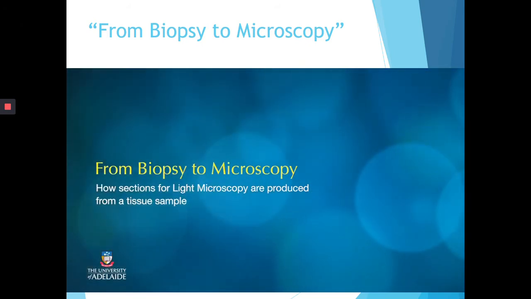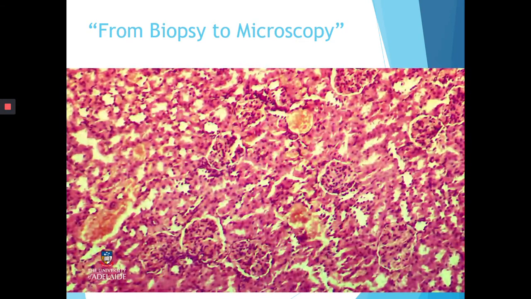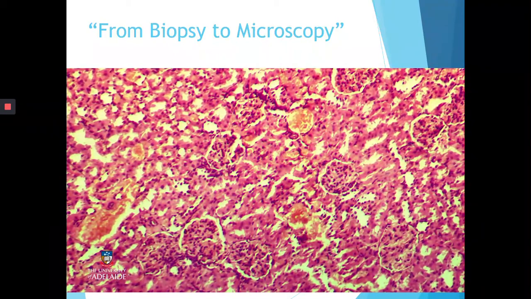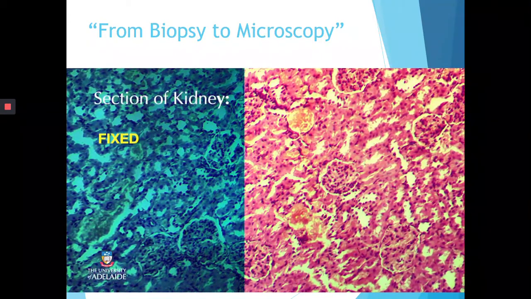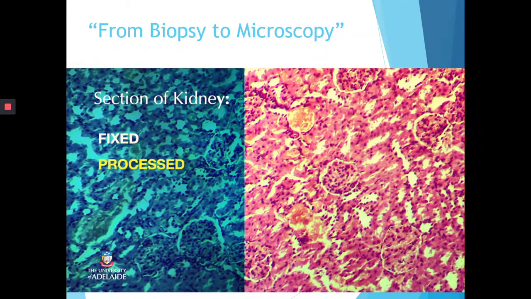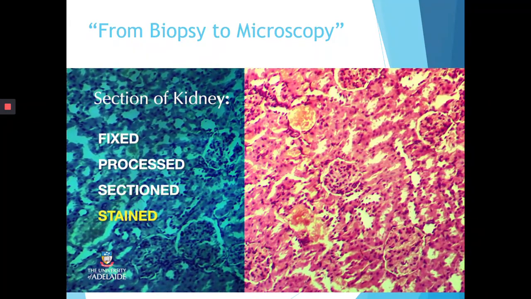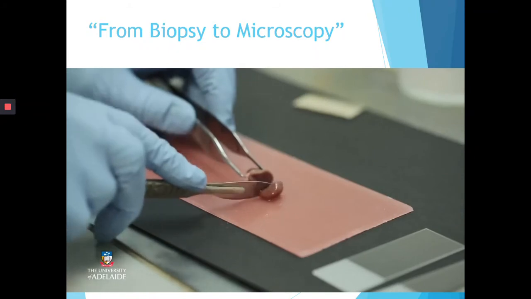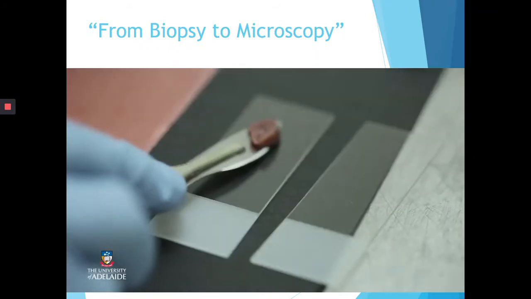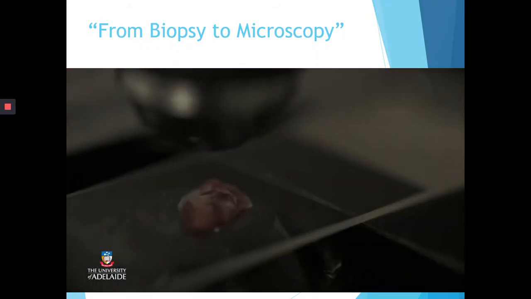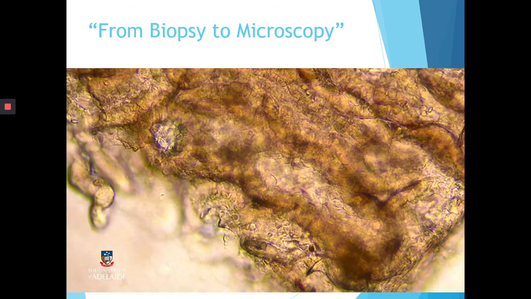This video is an overview of the steps taken in preparing tissue samples for light microscopy. This is a view down a microscope of a thin section of kidney. The kidney has been fixed, processed, sectioned, and stained to show its cellular structure. If you try to cut a piece of fresh tissue and look at it with the microscope, all that can be seen is a structureless blob.